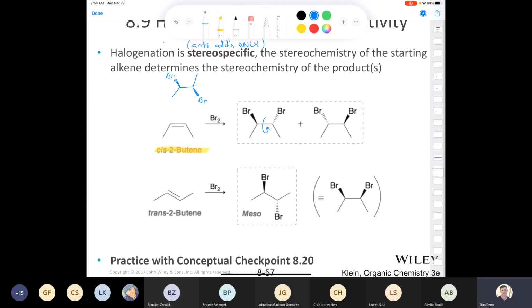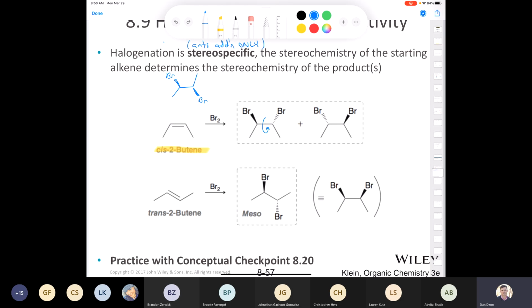That is not a meso compound, my friend. There's no plane of symmetry in either of these. That's not a meso compound. When we did chapter 5, there were some examples like this, and students were like, oh yeah, this must be meso, because they failed to rotate it. They were trying to envision some kind of plane of symmetry that doesn't exist here.